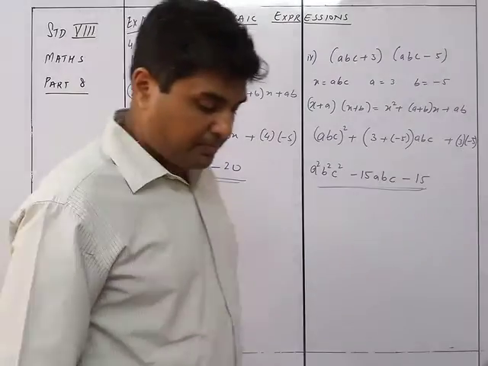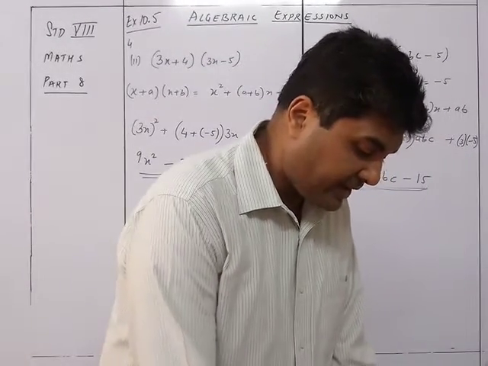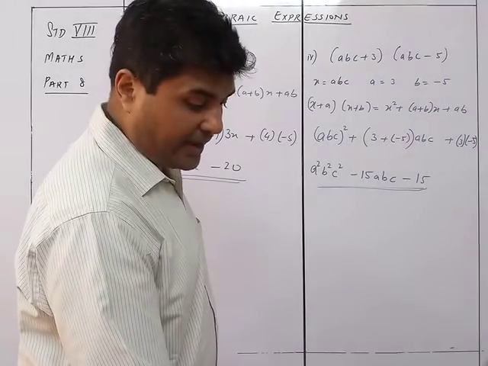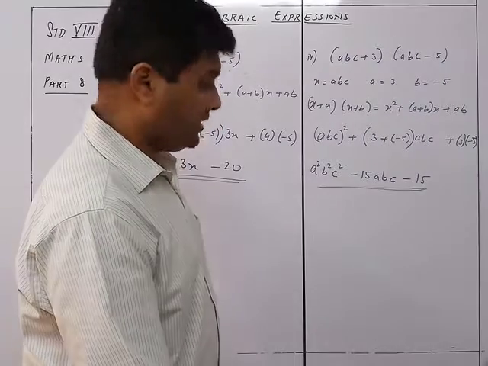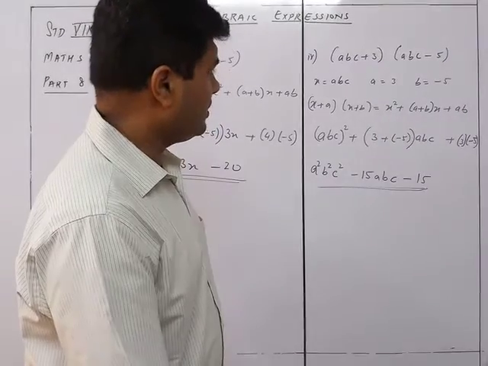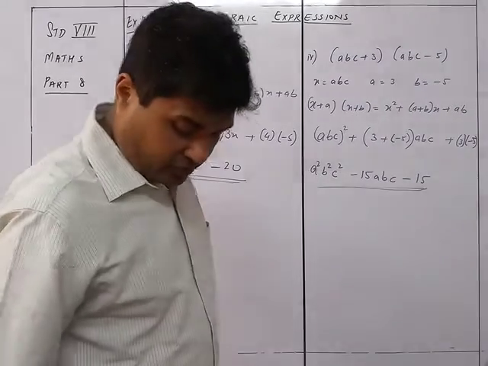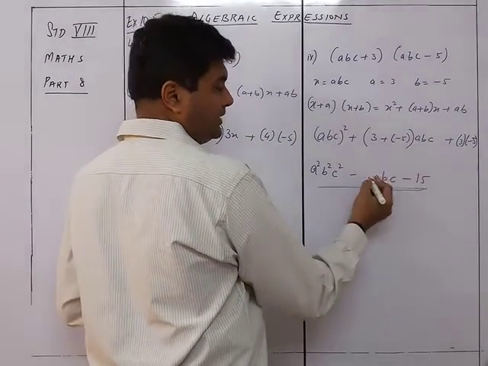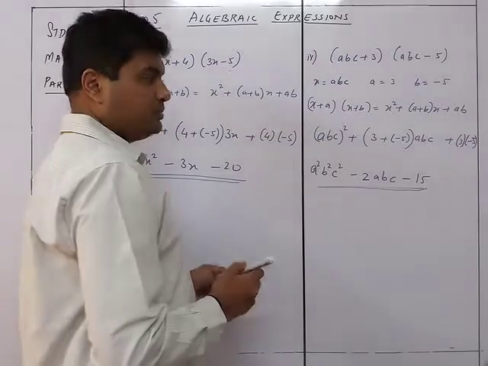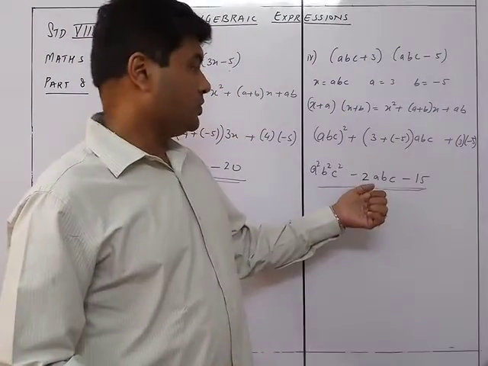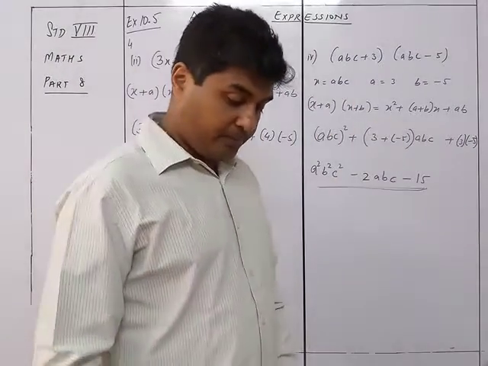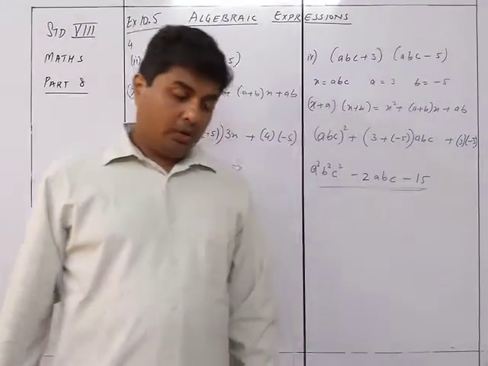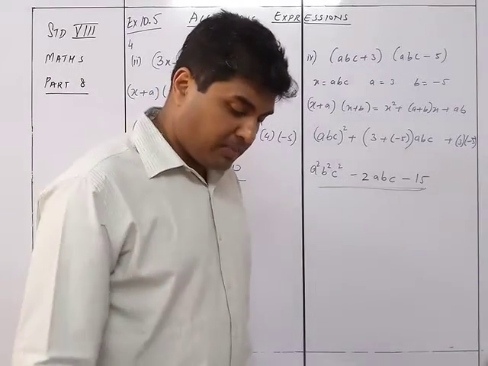Okay, this was sum number 4, the second and fourth: 9x square minus 3x minus 20 and a square b square c square minus 2abc minus 15. Sorry, mistake here. 3 minus 5 is minus 2, not multiplication, it's addition, so it is minus 2. I made a multiplication, sorry. So that was sum number 4. We now move on to sum number 5.